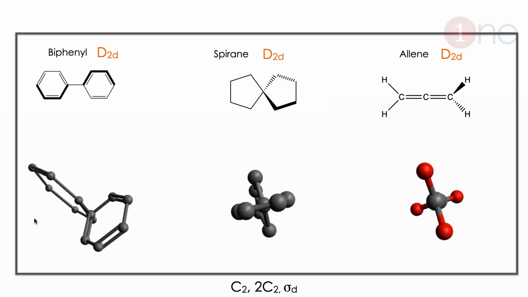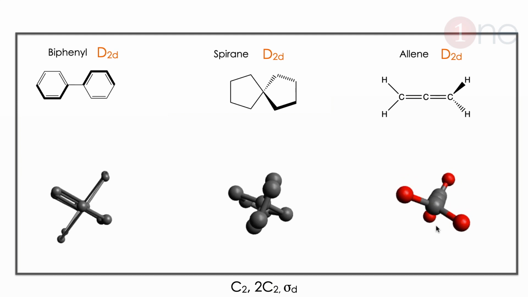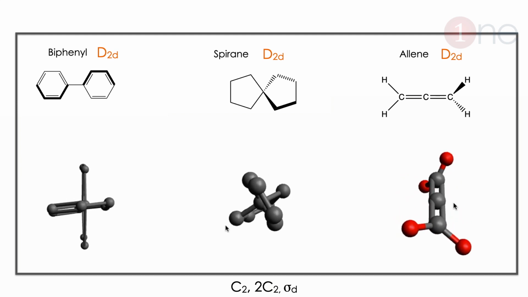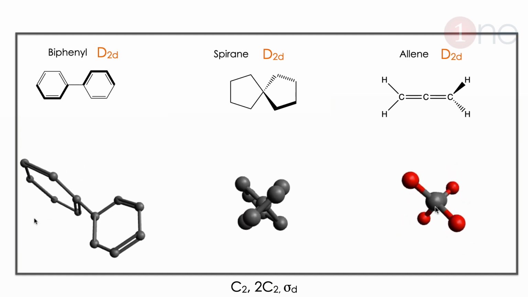Here the important thing is the dihedral angle. The dihedral plane bisects both planes equally. So you should know this kind of system always has the D2d point group.